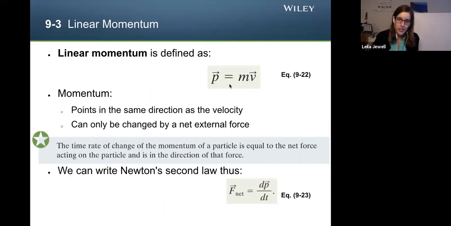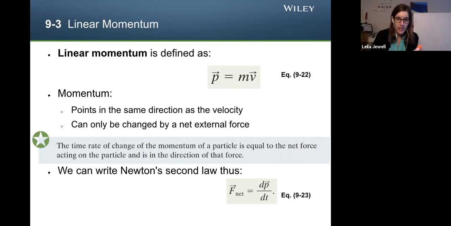Now, the interesting thing with momentum is it can only be changed by a net external force. If you have a net external force, that will change your momentum. And so you could then say that the time rate of change of momentum of a particle is equal to the net force acting on the particle, and it will be in the same direction as that net force, right? If I have my marker, if I apply a net force on it, then the change in momentum will be in the same direction as that net force that I applied.